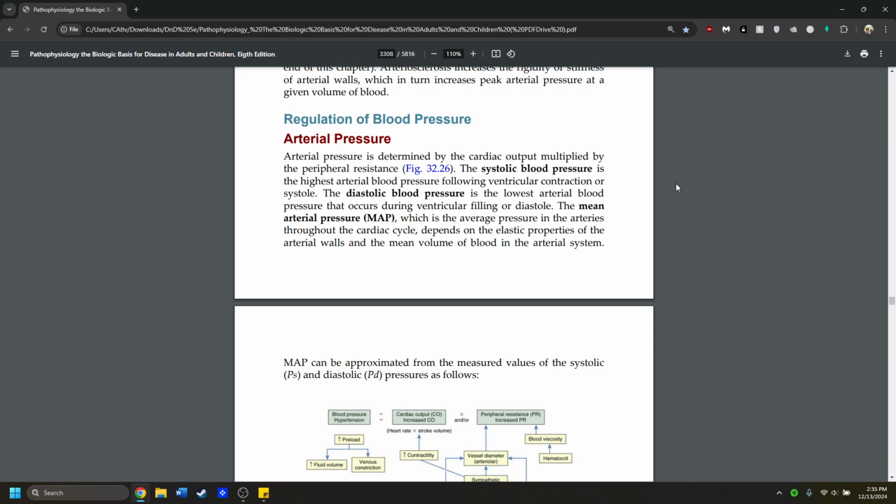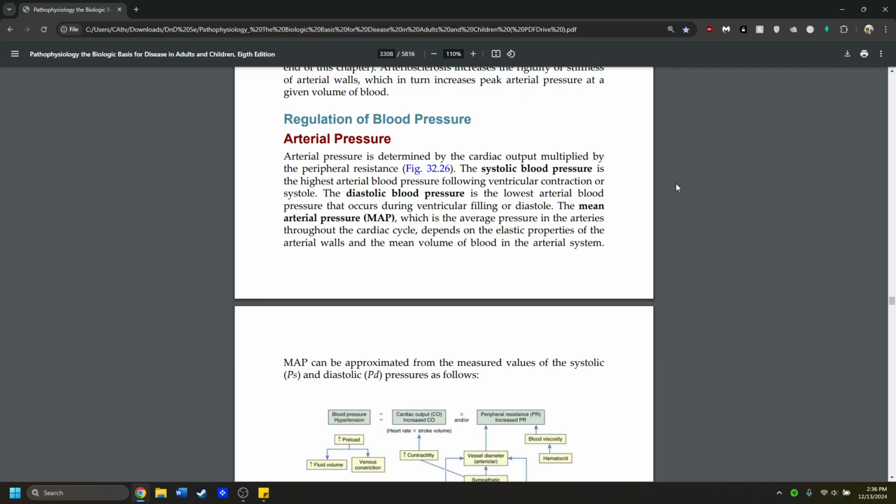Regulation of blood pressure. Your arterial pressure is determined by the cardiac output multiplied by the peripheral resistance. The systolic blood pressure is the highest arterial blood pressure following ventricular contraction or systole. The diastolic blood pressure is the lowest arterial pressure that occurs during ventricular filling or diastole.